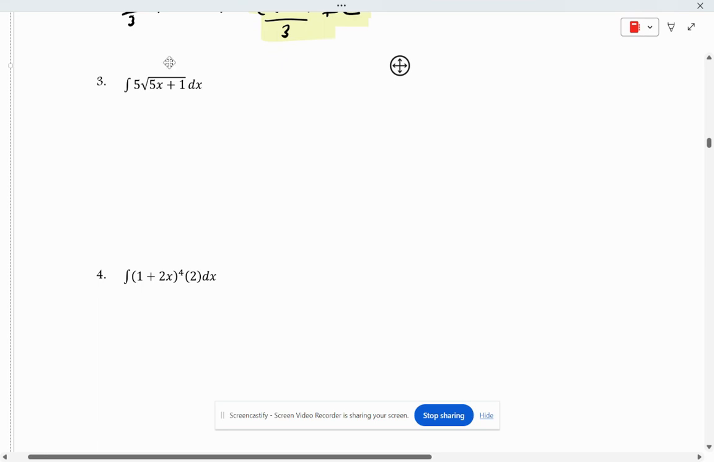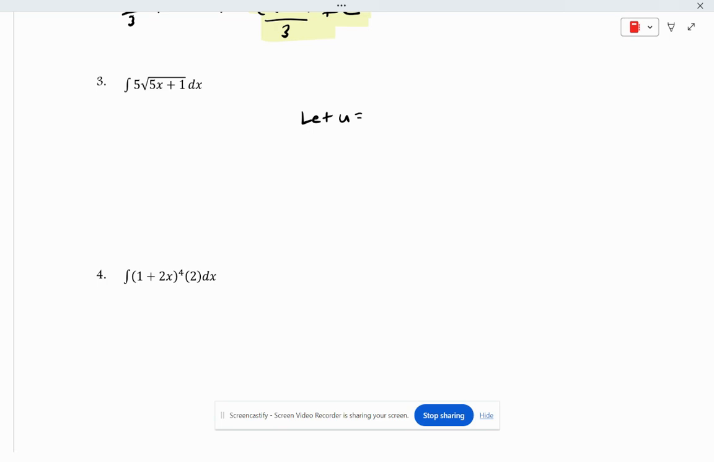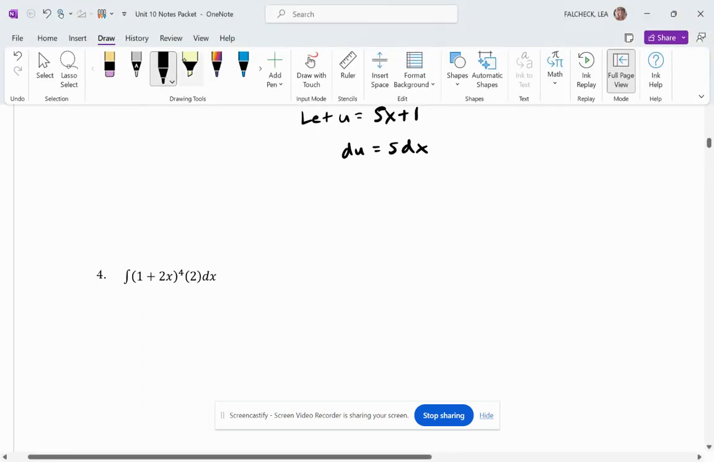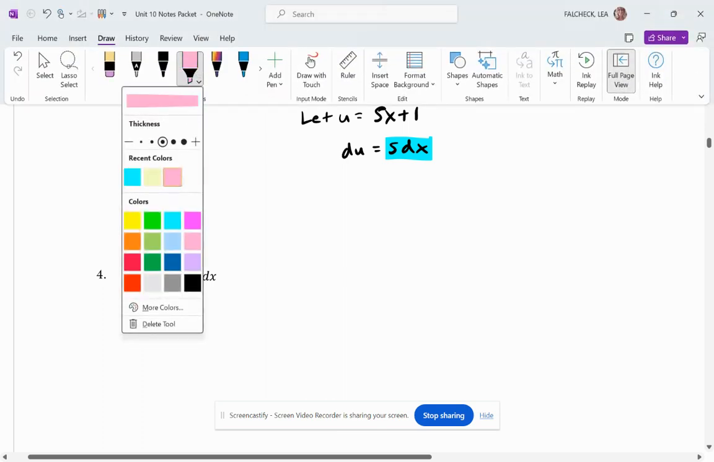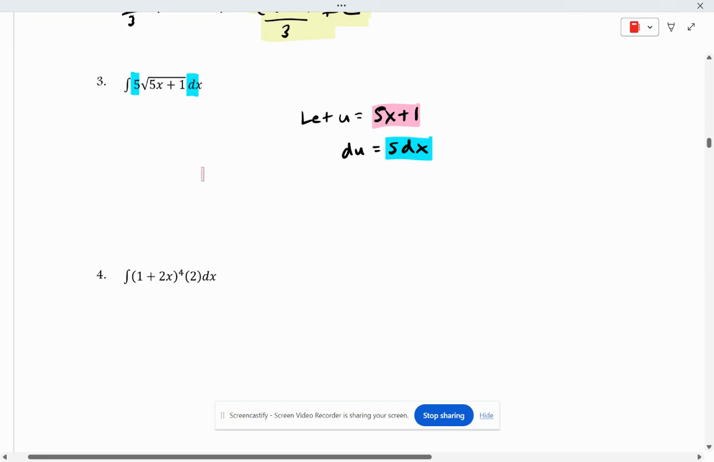Ooh, 3 is a little tricky. What is the clear inner function on 3? Wait, actually, this is not the one I was thinking of. This one is not tricky at all. It's my x plus 1. du is 5 dx. Here's our 5. Here's our dx. Here is our u. Integrate.